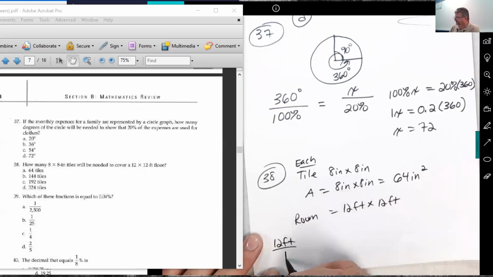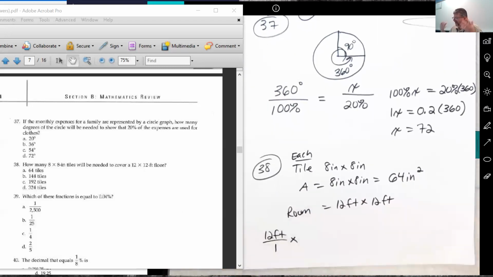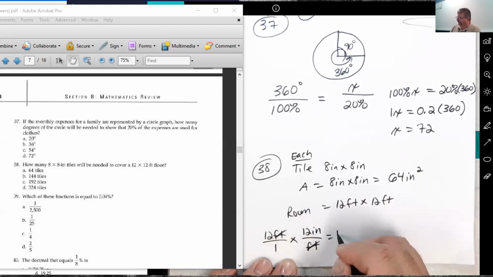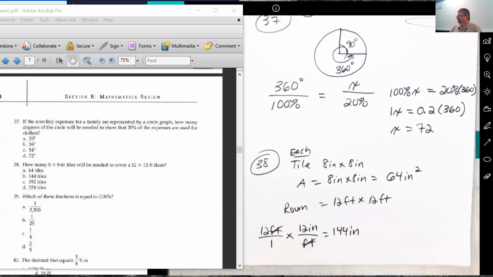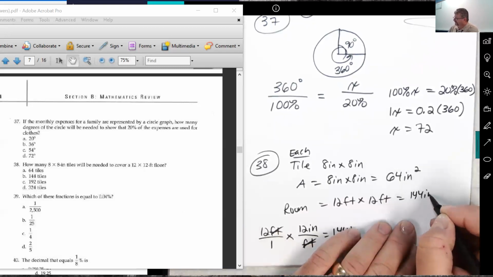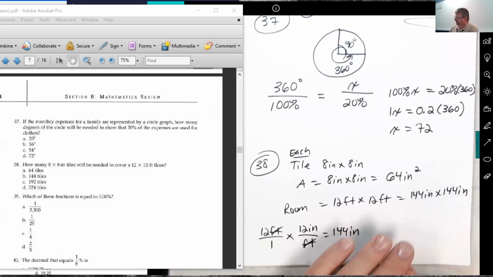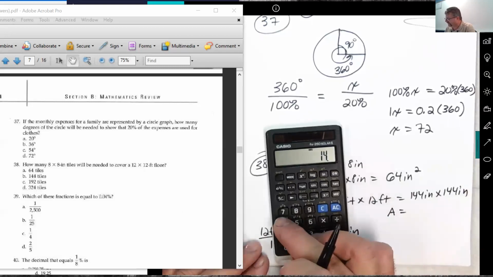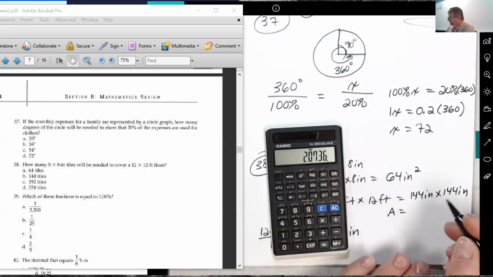12 feet, I can slap a denominator of 1 on it and multiply by what I know the relationship is between feet and inches. I know there's 12 inches in a foot, and I'm going to think about how to do this to get it right. I want the inches on top, and I want the feet to cancel. So feet cancel, inches are left, so it's going to be 144 inches. Okay, so my room, I'm going to think of it as 144 by 144 inches. So the area of my room, I'm going to take 144 times 144. What's that going to be?